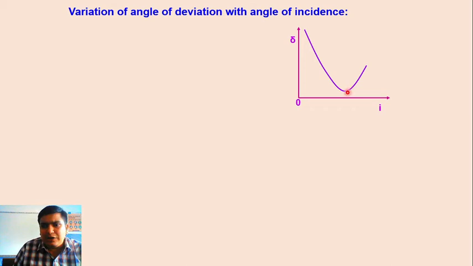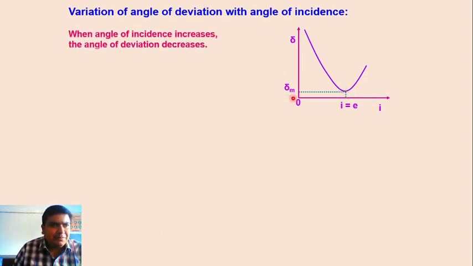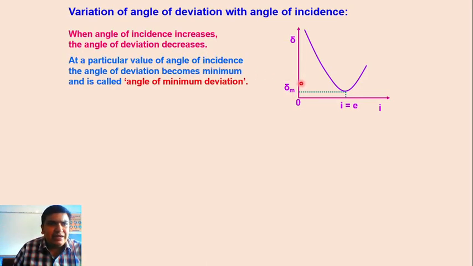So this particular point is called the angle for minimum deviation. At this point, I is equal to E. If we calculate the whole equation on the basis of the minimum deviation angle delta m, then when the angle of incidence increases, the angle of deviation decreases, and at a particular value of incidence, the angle of deviation becomes minimum. That is called the angle of minimum deviation.